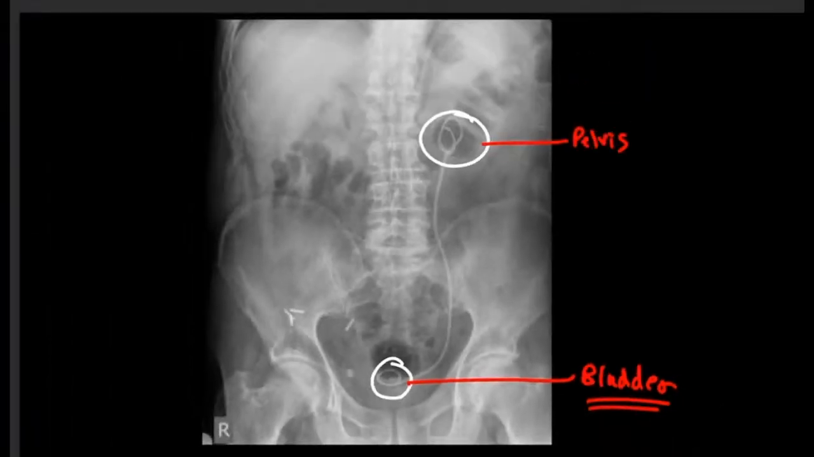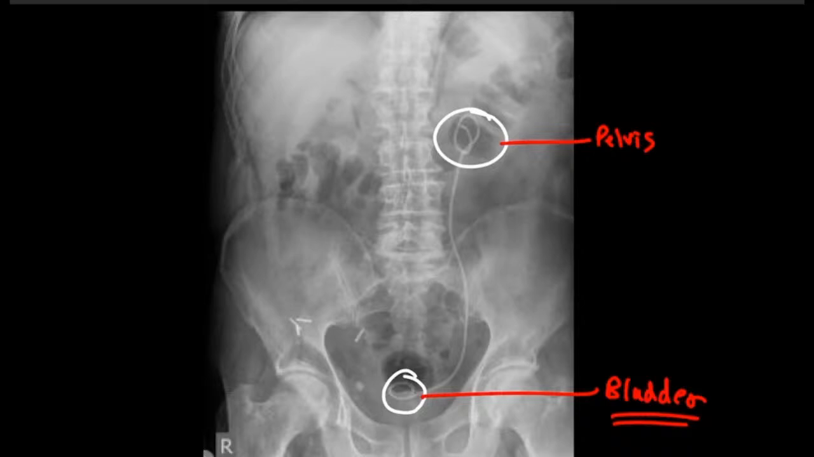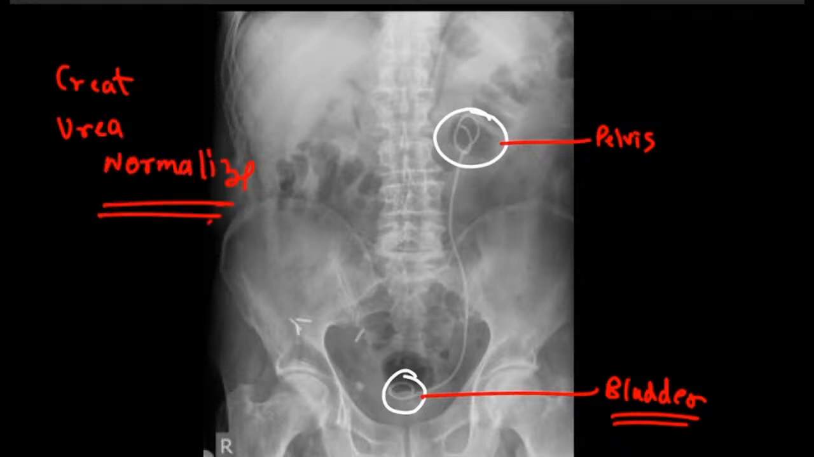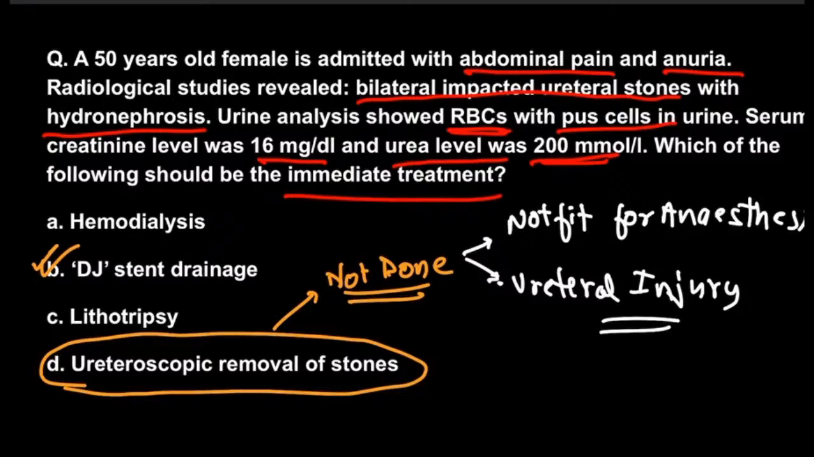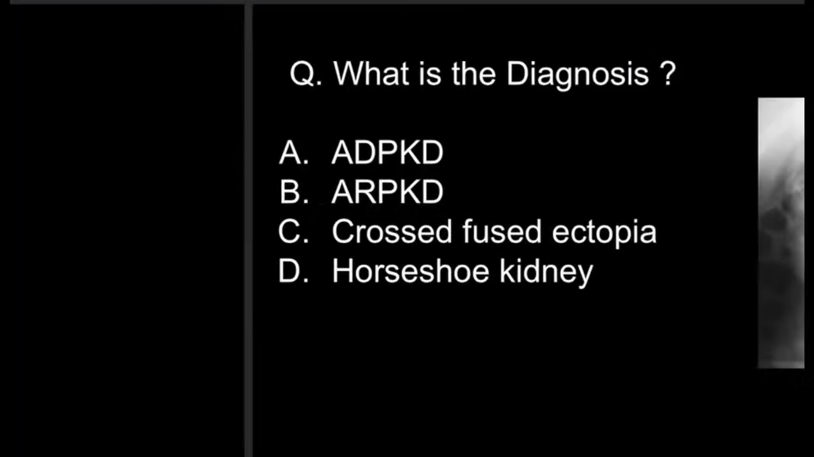This will basically decompress the pelvicalyceal system, and over a period of time your creatinine and your urea will normalize. Once it gets normalized, you can plan an intervention and operate on this particular patient. Okay, I hope you got this point. This is how you'll manage a patient if you have an impacted stone. Right, I hope I've made myself clear.